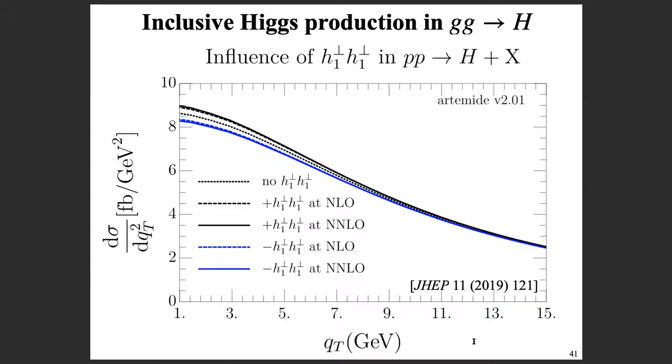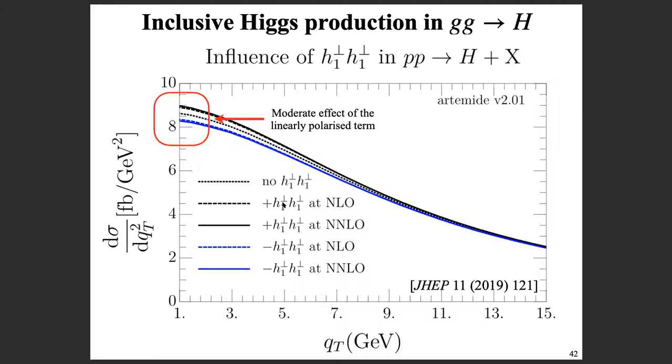And then what you can do is go and check what is the effect of the linearly polarized gluons. So in this plot taken from this paper, you see that the short dashed curve shows the cross section without linearly polarized gluons. And then what the authors have done is to include the linearly polarized gluons by summing them or by subtracting them. And so you see that the difference is moderate, is not that large, but it is there.